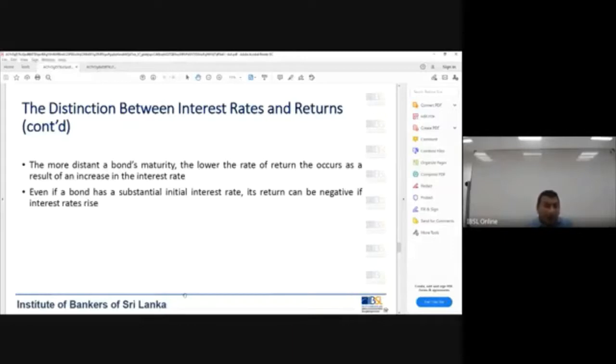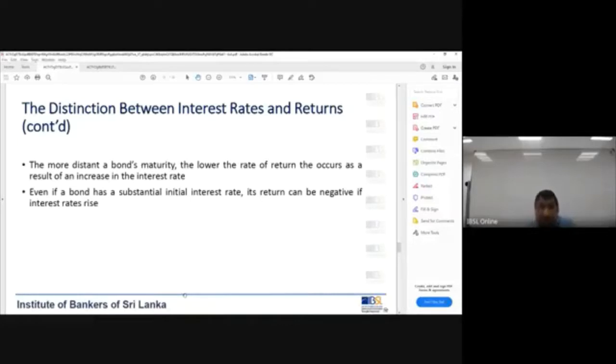Okay, so then the more distant the bond maturity, that means longer term, the lower the rate of return that occurs as a result of an increase in interest rate. That's true. Increasing interest rates, what happened to the price? Price would decrease. Right? So when the price decreases, that second component that we were looking at, PT plus 1 minus PT over PT, that's the capital gain component in the equation.